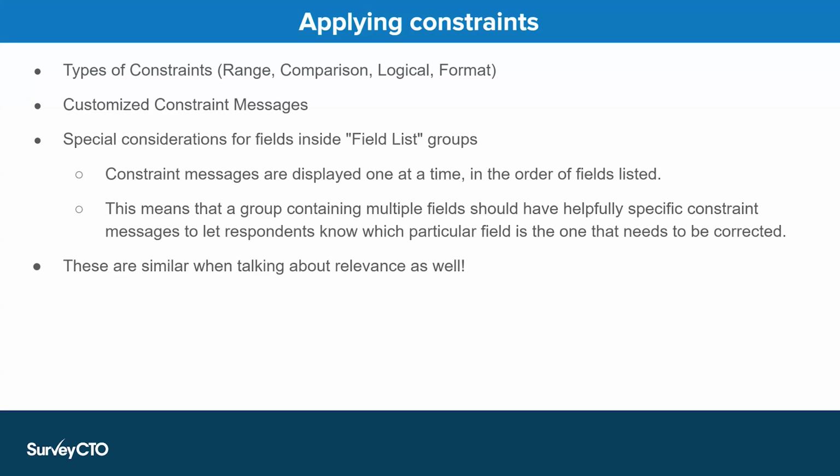So it's like when you're collecting data, every field's constraint will be checked before you can move to the next field. An important point when using constraints in a field list group: a field list group is basically a group which has multiple fields on the same screen. When you apply different constraints to all those fields, only one field's constraint will be displayed at a time, starting with the topmost field. So it's important to ensure that the constraint message clearly indicates which field's answer was problematic. And this is similar when we talk about relevance later on.